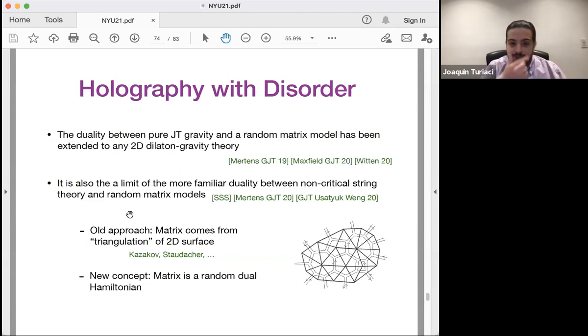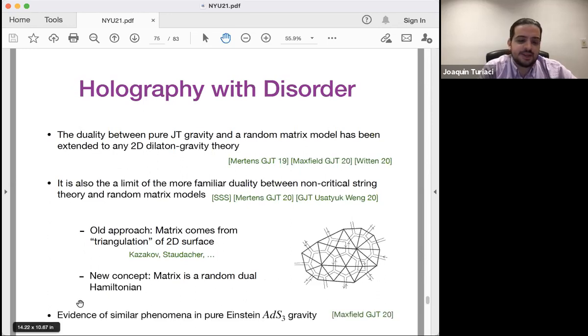And the idea is that conceptually, what you might think is that in the old approach, the matrix always came from triangulating the 2D surfaces. And that's how people saw the emergence of a matrix from 2D gravity. And the new concept that this program seems to indicate is that sometimes this matrix has a holographic interpretation and should be thought of as a Hamiltonian of a dual quantum mechanical system describing the 2D gravity.